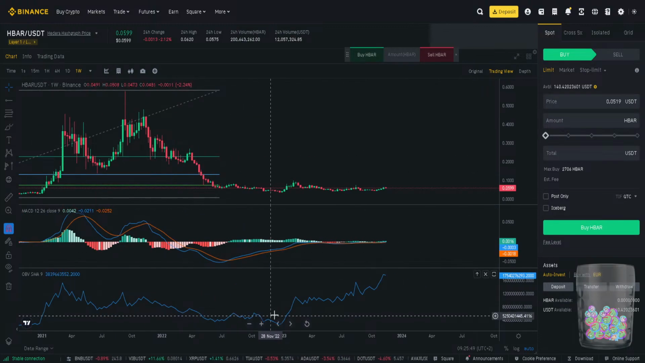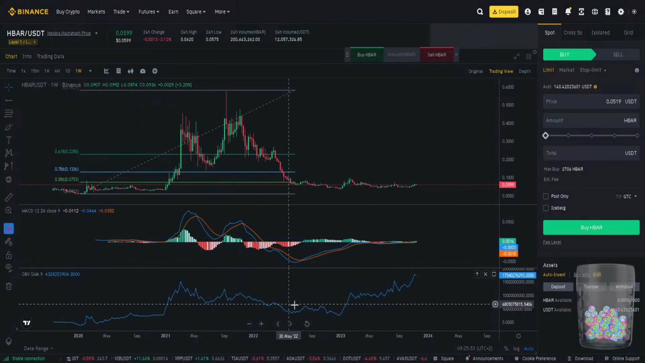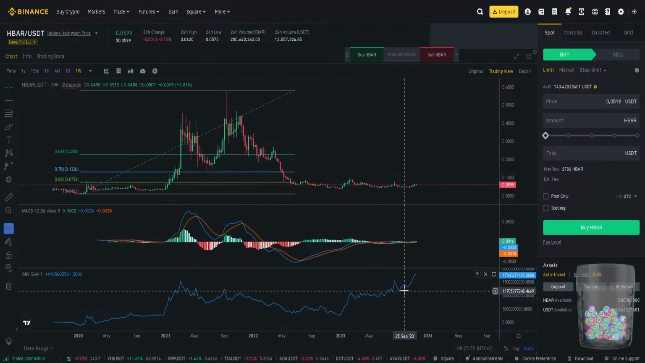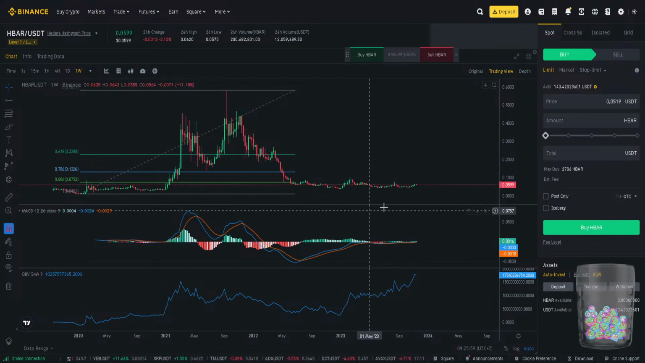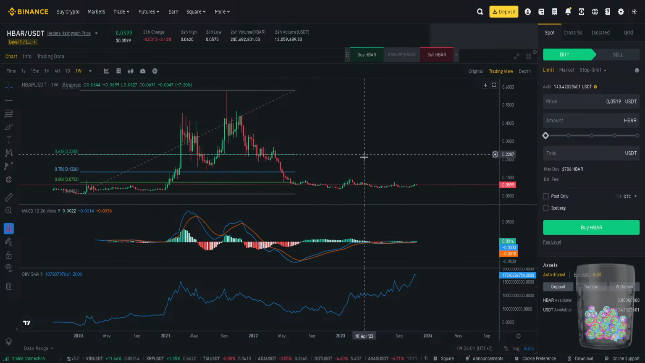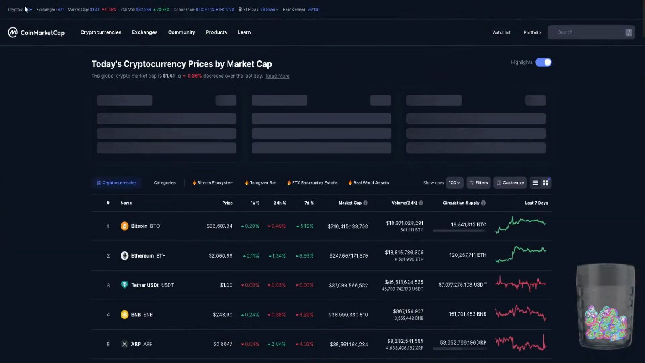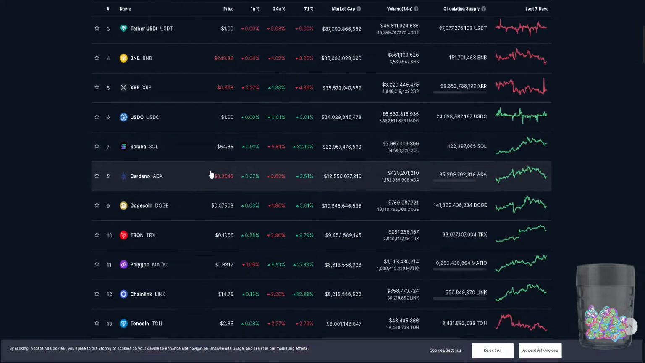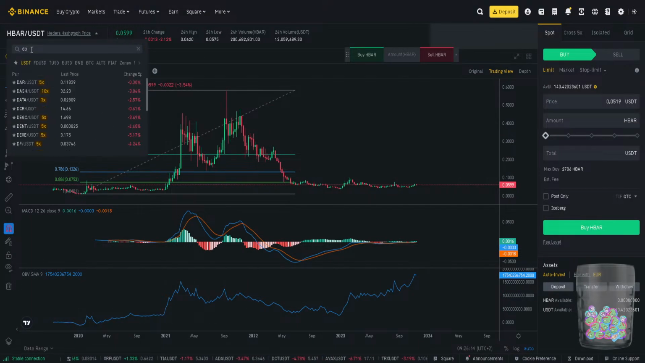You can look at H-bar here, the massive increase in volume here. This is very, very bullish, as there's more volume traded in this coin, yet we're still below here. So there's massive accumulation going on in this area here. So that's H-bar. Let's take a look at Dogecoin, the old doggy dog.